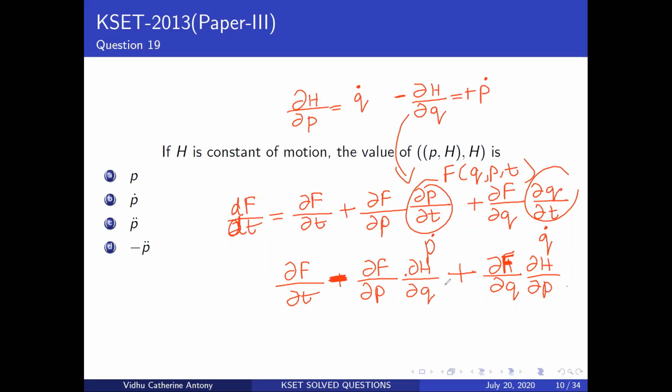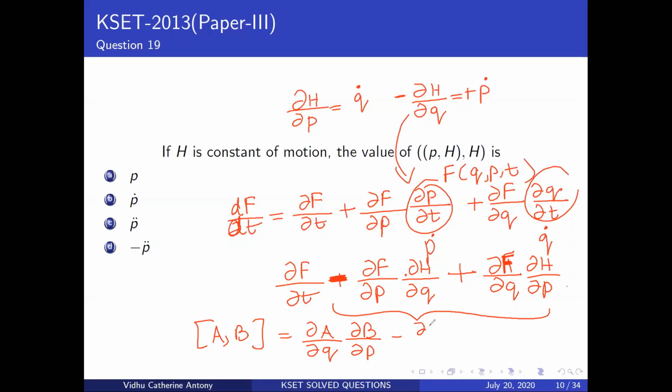Now what you realize is this actually gives you a Poisson bracket. So let's just review how a Poisson bracket looks. You have {A, B}, right? So you have ∂A/∂q ∂B/∂p minus ∂A/∂p ∂B/∂q. So this is how your Poisson bracket looks. So this is actually a Poisson bracket of your f and H together. So your A is basically your f, your B is your H. So you end up having a Poisson bracket.